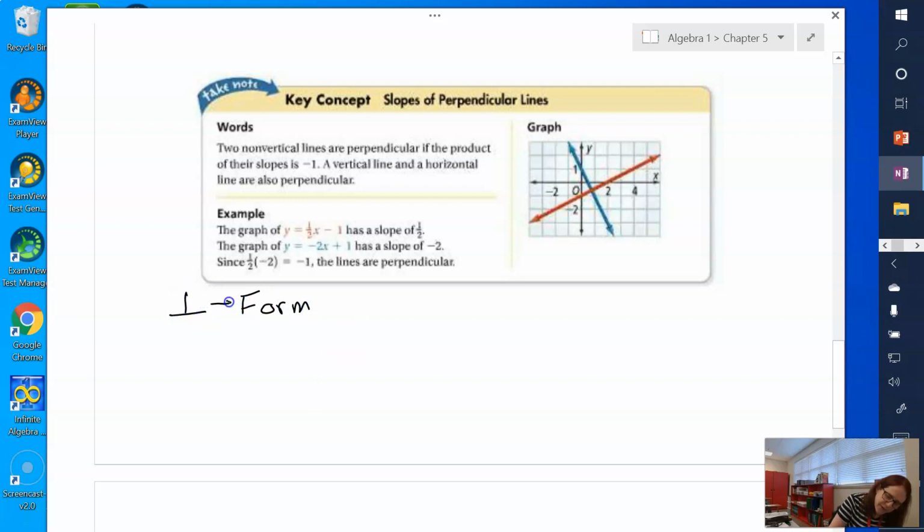The symbol is like an upside down T, and that means it forms a 90-degree angle. Mathematically, we say that the angle is 90 degrees if, when you multiply those two slopes together, you get negative 1. So it says right here in words, two non-vertical lines, meaning they're not going up and down, are perpendicular if you can multiply their slopes together and get negative 1.